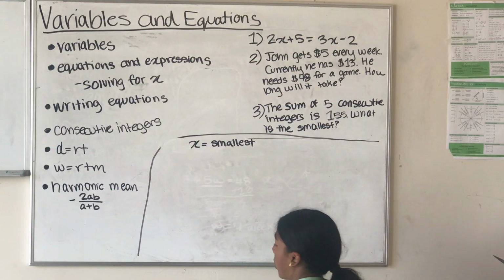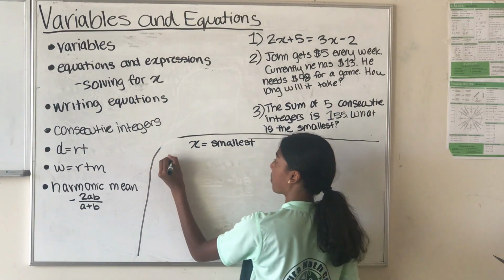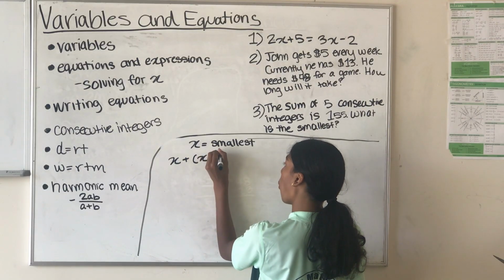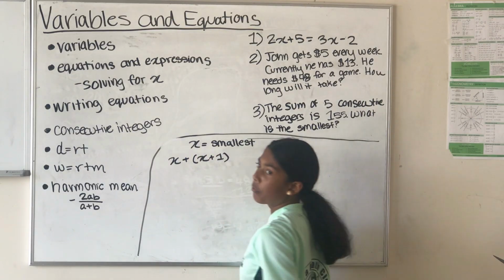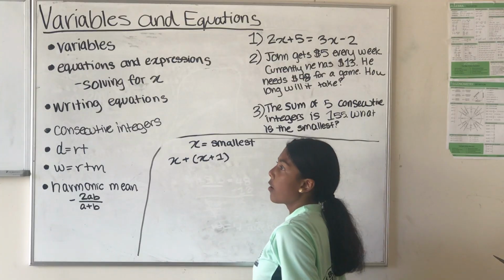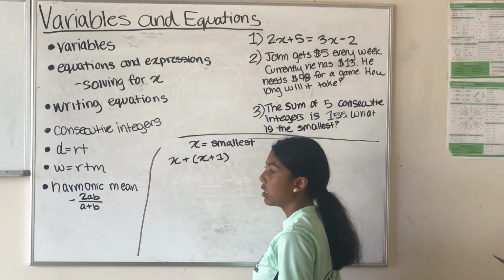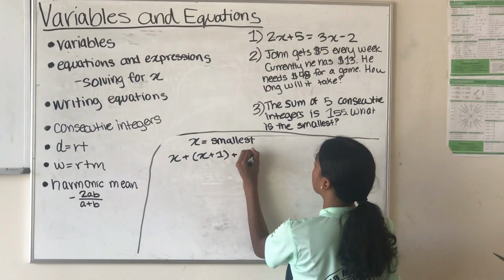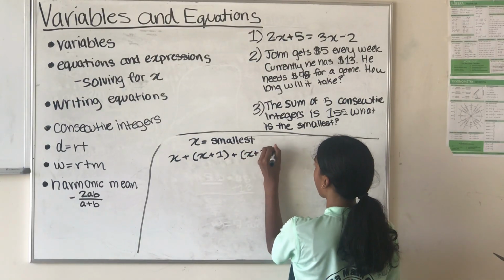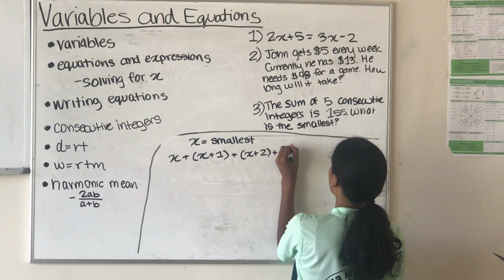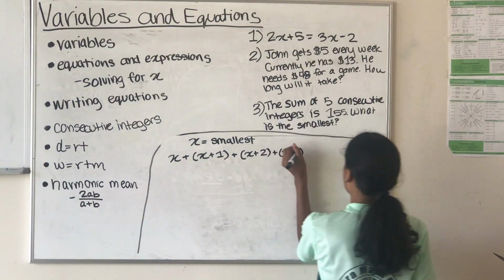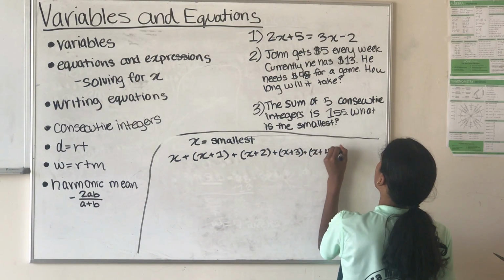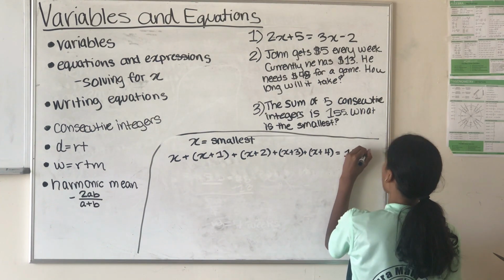So the first one is going to be x. The second one is going to be x plus 1. The reason is, if 5, 6, 7, 5 plus 1 is 6, 5 plus 2 is 7. And we're going to do x plus 2. Moving on to x plus 3. And then x plus 4 equals 155.